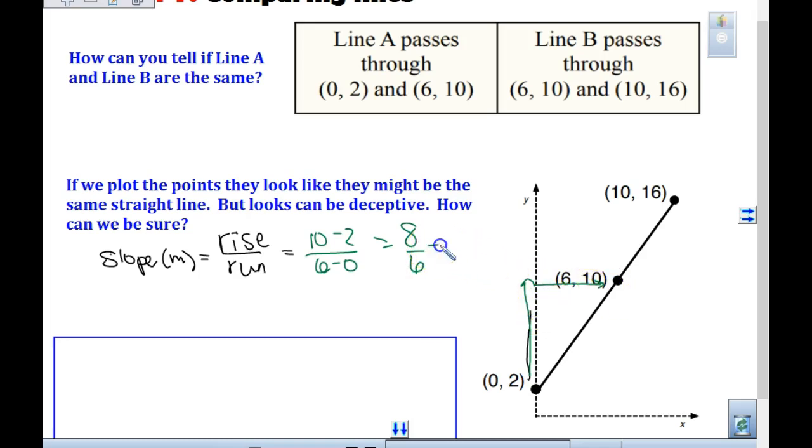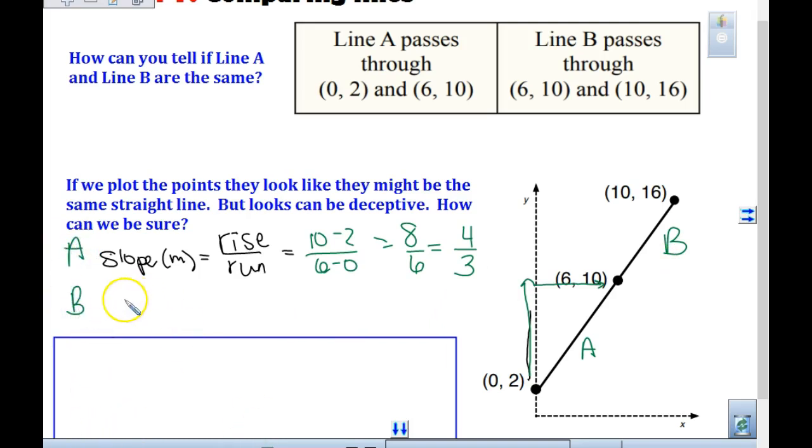Okay. So I want to simplify my slope, just like on your worksheet today. I'm going to ask you to simplify. This becomes 4/3. For line, I'm going to call this my line A, and this is going to be line B. So this was the slope of A, and now we want to look at the slope of B.